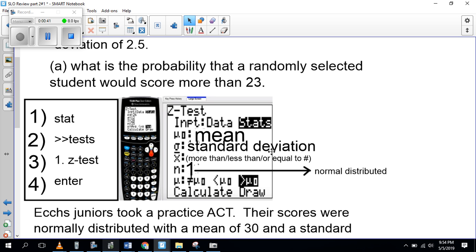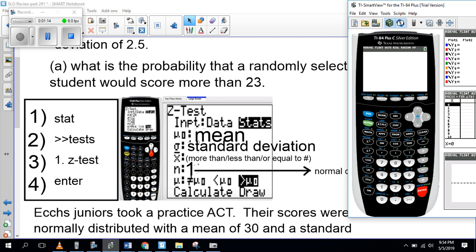This little chart here is going to come up. You need to make sure it's going to be on stats. The U, as we should know, means mean. The little O here, standard deviation. The X with the line over tells us if it's going to be more than, less than, or equal to, and then whatever number that is. The N is always 1 if it's normally distributed. And then this right here, if U is not equal to this, if it's less than, or if it's greater than, then you hit draw.